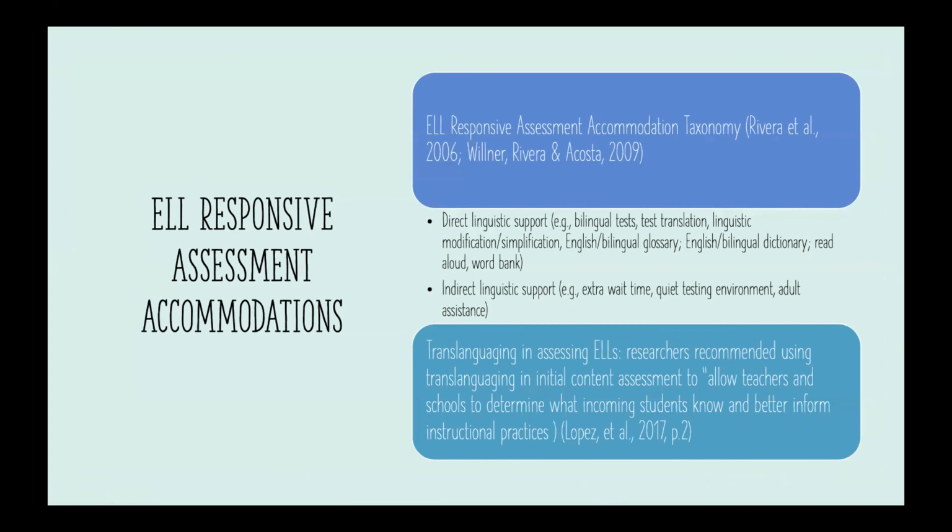And overall, researchers have proposed English language learner responsive assessment accommodations. We will call it the ELL responsive assessment accommodation taxonomy. So this taxonomy emphasizes two types of accommodation. One is direct linguistic support, where the purpose is to meet English language learners' language or linguistic needs.